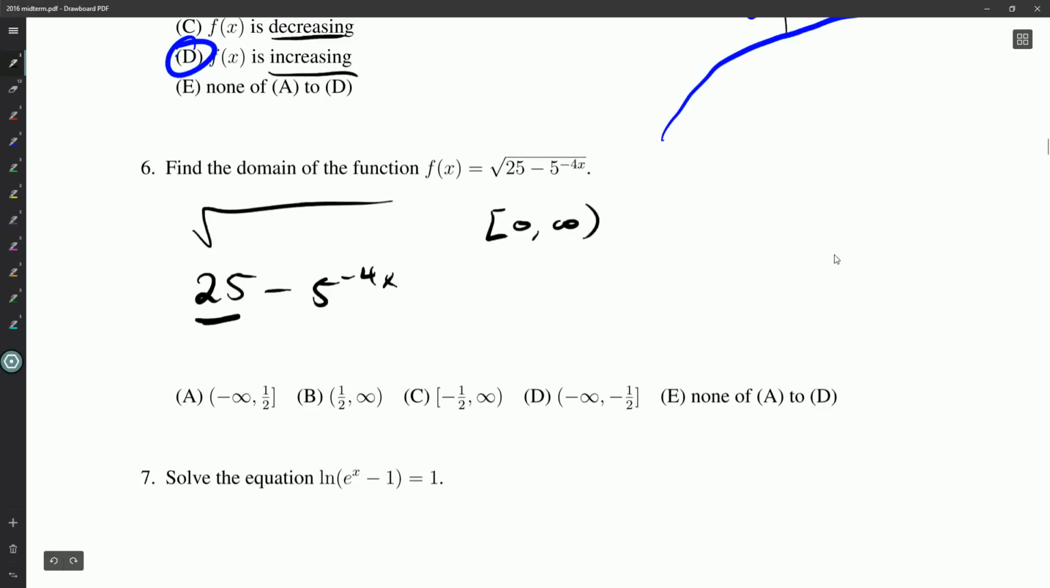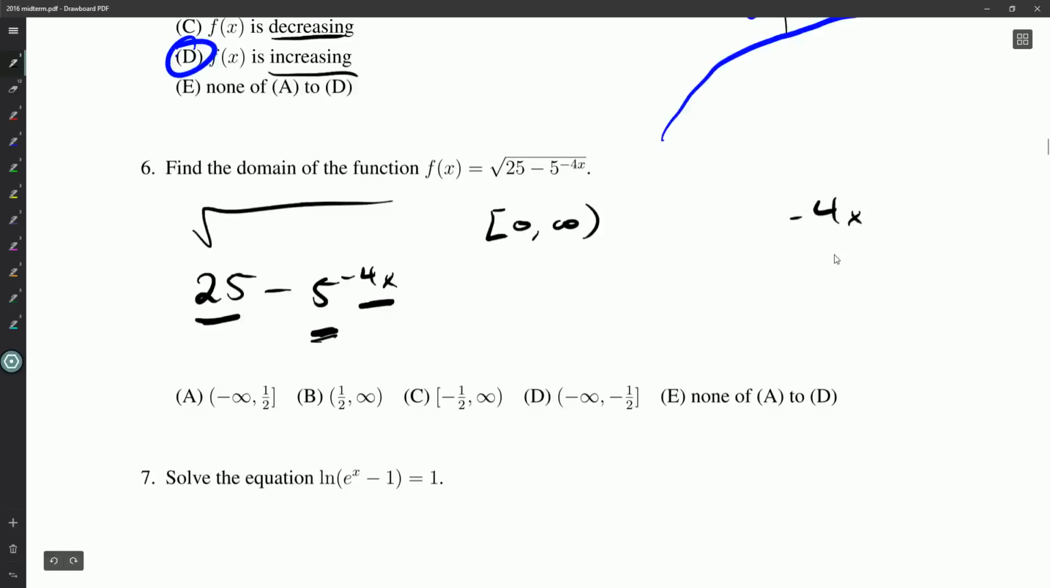So 25 is a nice fixed number. 5 to the something is always positive. So we're doing 25 minus some positive numbers. What can we do here? Well, at most, we could be subtracting off 5 to the 2.